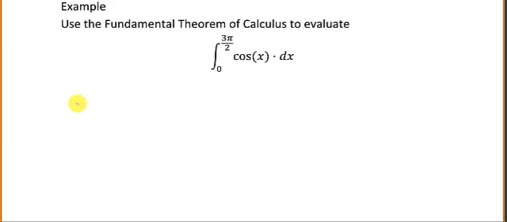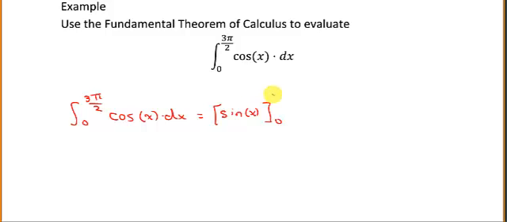So let's check it. The integral from 0 to 3 pi over 2 of cosine of x times dx is equal to two steps. First step, antiderivative. Who has cosine as its derivative? That's sine. Okay, sine, from 0 to 3 pi over 2.